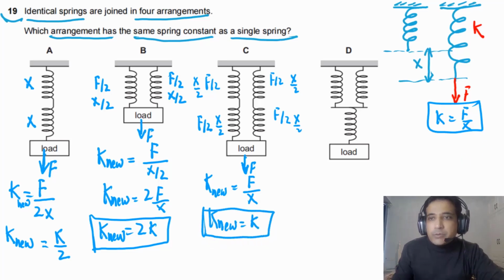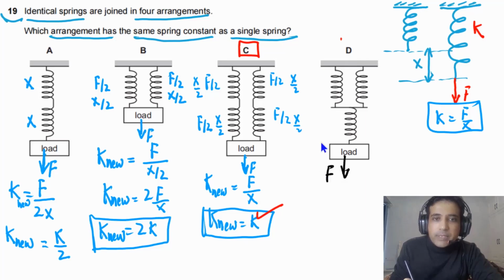So let's try to understand this part D as well. If you look at D, for this one we have force F acting here. So the force on this spring will be F, and the force acting on this spring will be F by 2. The force acting on this spring also will be F by 2. So the extension in this spring will be X by 2. Extension in this spring also will be X by 2.